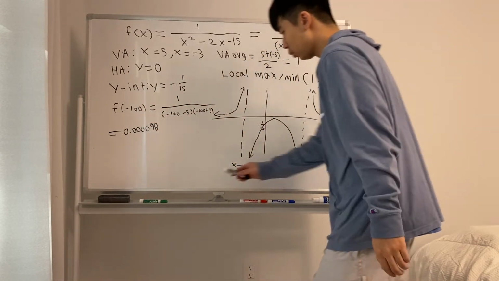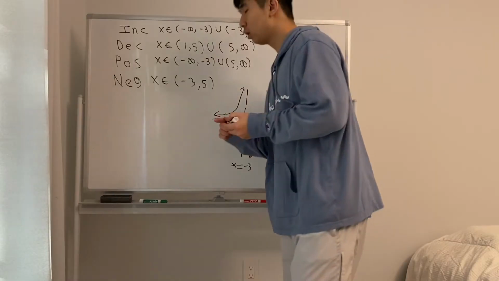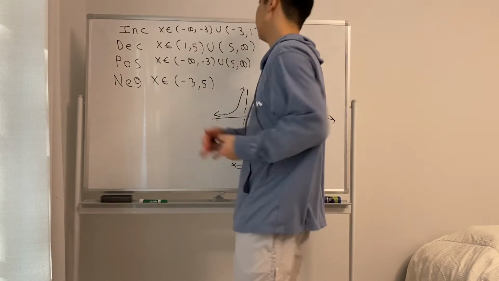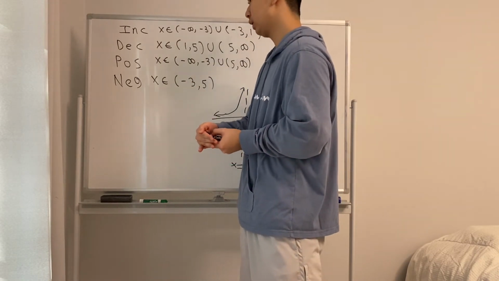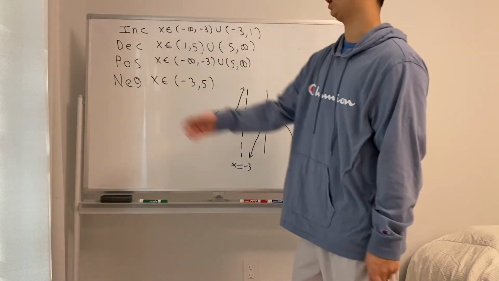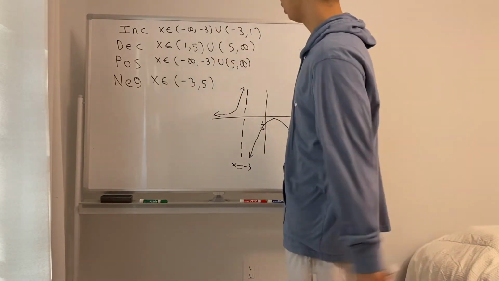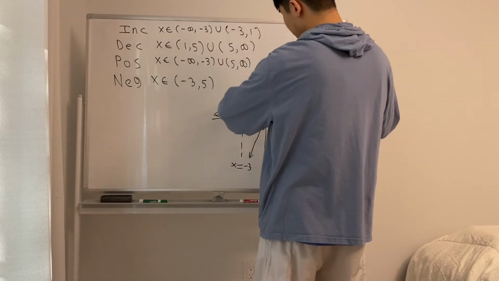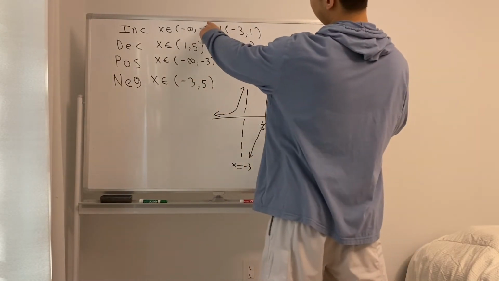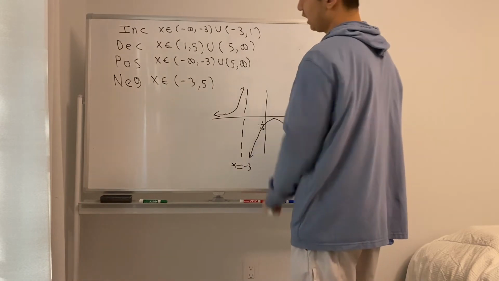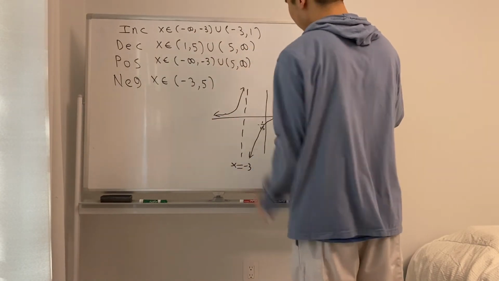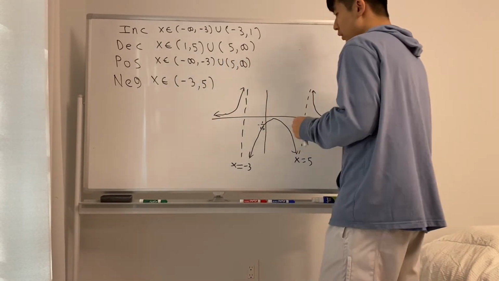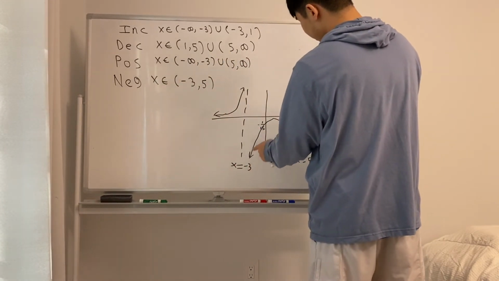So now, we're almost done. Since we graphed this, it's very easy to state when our graph is increasing, decreasing, and when the graph is positive, negative. So, when is it increasing? Well, as you can see, from negative infinity, it increases up till -3. And notice how there's a circle bracket because -3 is a vertical asymptote. So it's increasing here, and it's also increasing from -3, but not at -3, and it increases all the way to 1.